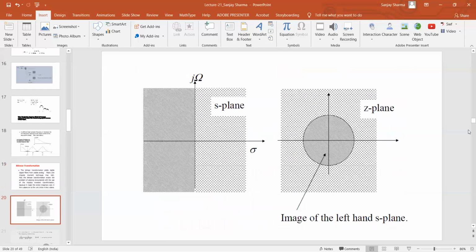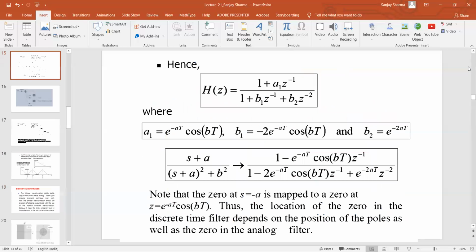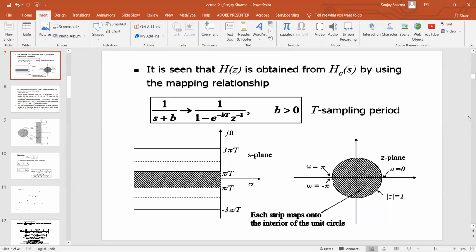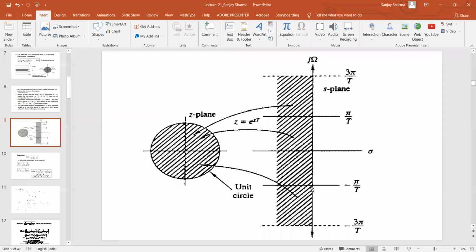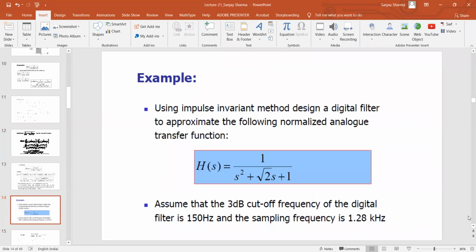If you remember what happened in the impulse invariant method, the strip from minus pi by capital T to pi by capital T will go inside the unit circle. Pi by capital T to 3 pi by capital T, this strip will also go into the unit circle. That means these frequencies will go inside the unit circle, leading to the aliasing problem. But what happens in the bilinear transformation? So that is to be understood.